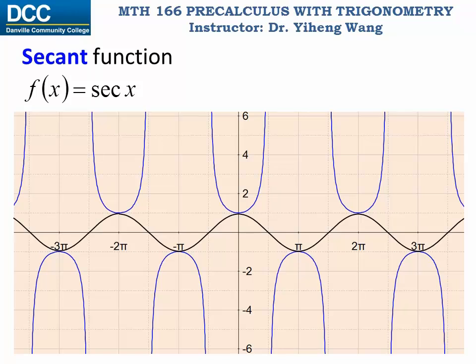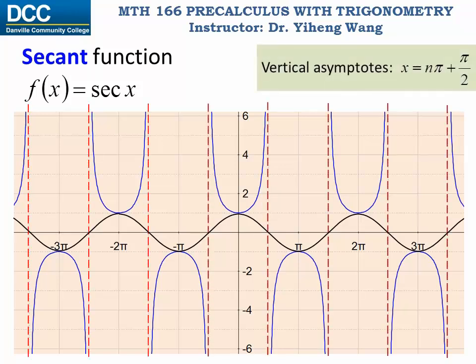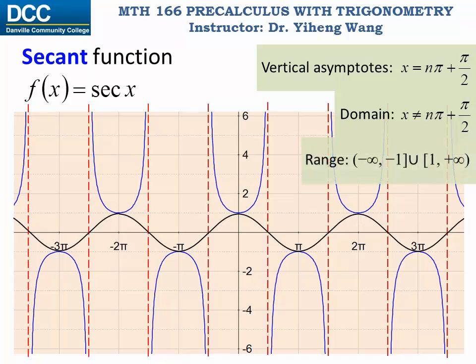And since again, secant x equals 1 over cosine x, whenever cosine x is 0, secant x is undefined. So once again, secant function also has these vertical asymptotes at x equals n pi plus half a pi, again corresponding to the angles when cosine x equals 0. And therefore, these x values are excluded from the domain for the secant function. And from the graph, you can see that secant function has the range from negative infinity to negative 1, including negative 1, and from positive 1 to positive infinity, including positive 1.